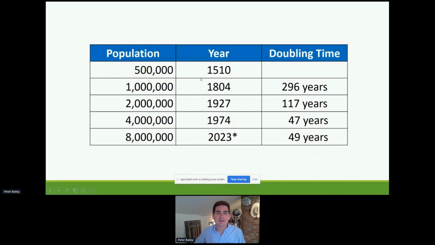So you see it took quite a long time to double the population from 500,000. It took 296 years to double the population from 500,000, and that should be in millions or thousands, I believe. But then we see the doubling time decrease and decrease to only 49 years here, where we're projected to hit 8 billion in the year 2023.